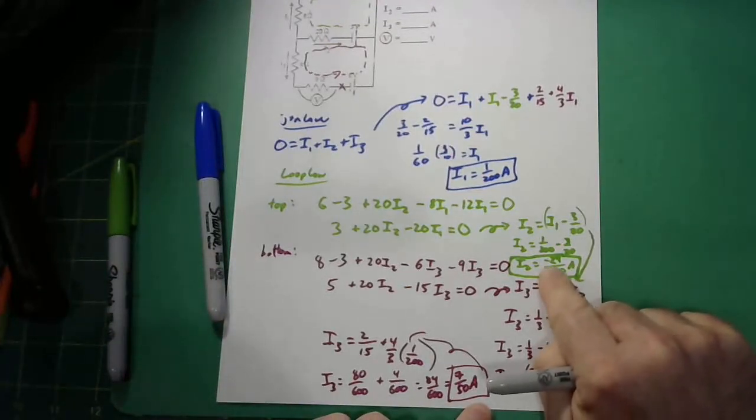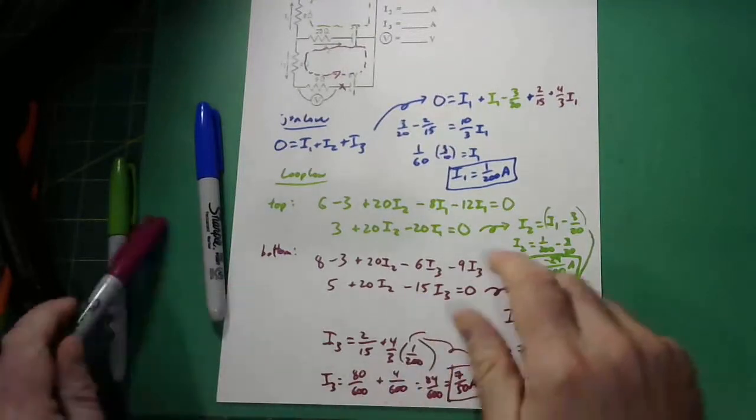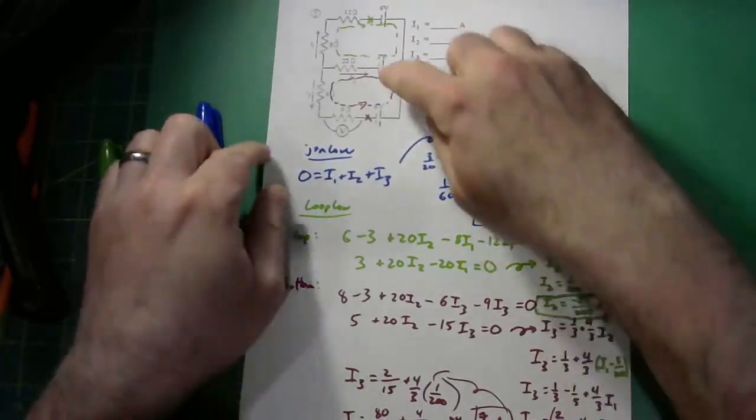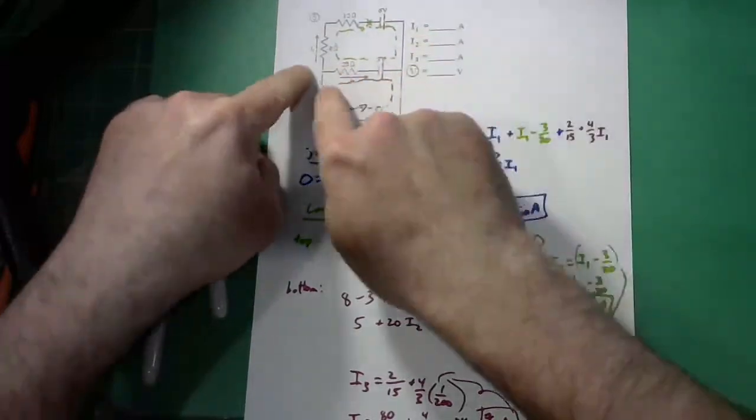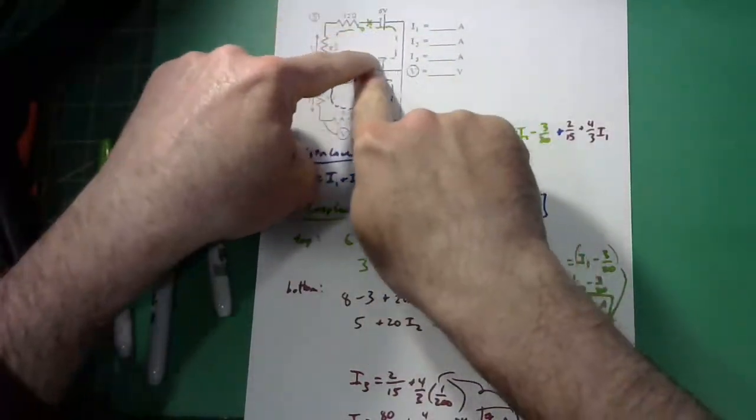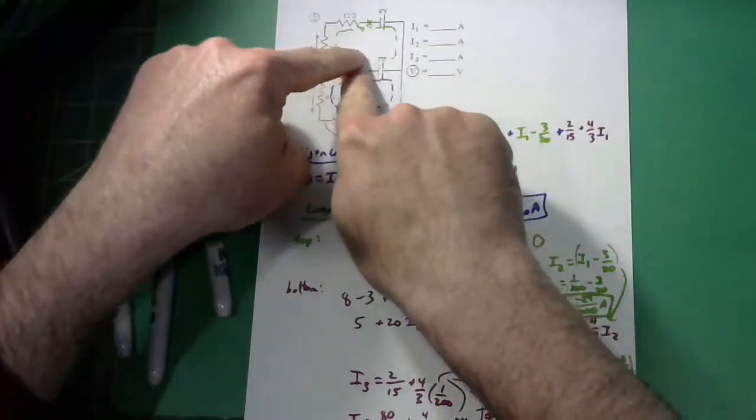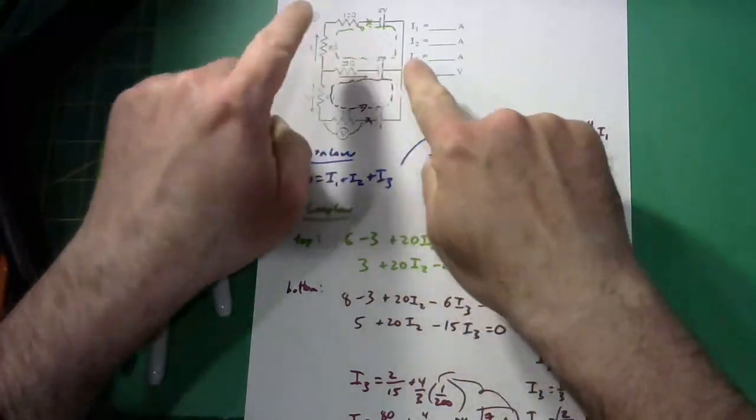And if you wanted to double check and make sure this makes sense, you say, this one came out to be negative, right? Which means that I2 is actually flowing the other way. So when I look at this circuit, I2 is actually going this way. Currents are coming out like this, coming in like this, out like this, together like this, splitting, coming together. And you say, look, it makes sense.